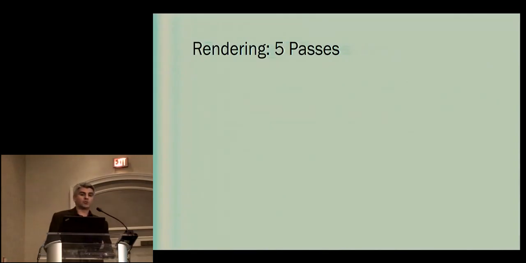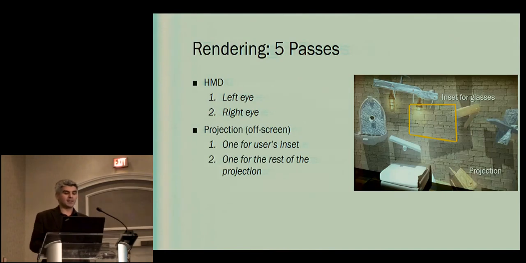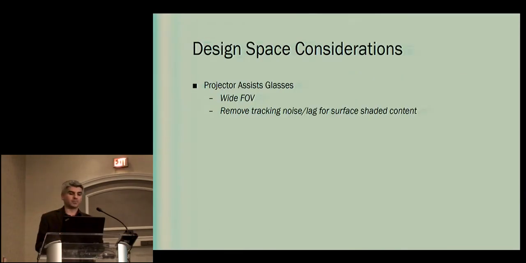All right. So to render FoveAR experiences, we require 5 passes, and I'll briefly go over why we need 5 passes. For the HMD, you need a left and a right eye. So those are 2 of your passes. For the projection, the way projection mapping works, you need to first render off-screen what you think the user should be viewing. In our case, we have 2 different views there. One for the inset, the part that's going to be overlapped by your glasses, and the other for the wide field of view, the rest of the projection. So that's 2 passes. And then the last one is the projection mapping pass, which combines these 2 passes into one distorted view for the projector so that it looks undistorted to you.